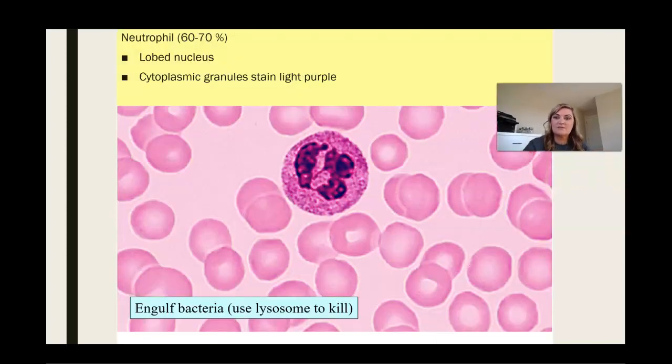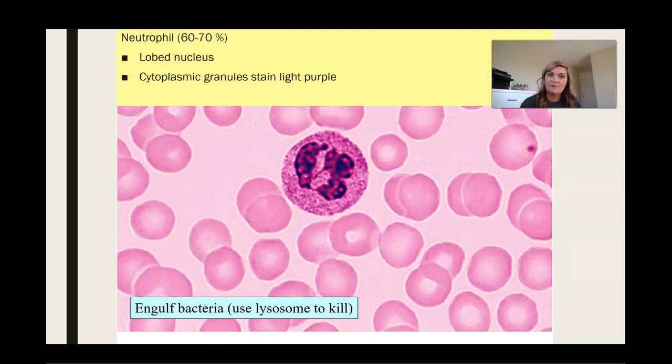Now, talking about these different types of cells, the first type that we're going to talk about is going to be a neutrophil, and about 60 to 70% of your white blood cells that are going to be found in a blood sample should be neutrophils. You'll be able to tell these because they have a lobed nucleus, and they're going to be referred to as granulocytes. Granulocytes mean that you can see these granules that are going to be within it. And so it looks very grainy. So you see these cytoplasmic granules, and they often stain purple.